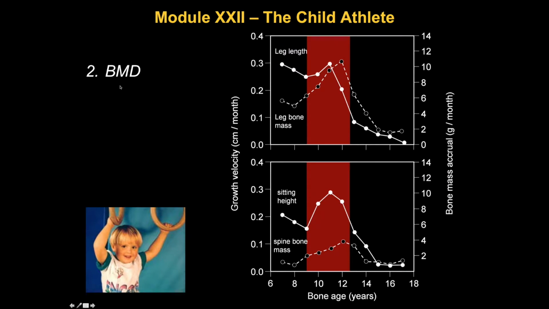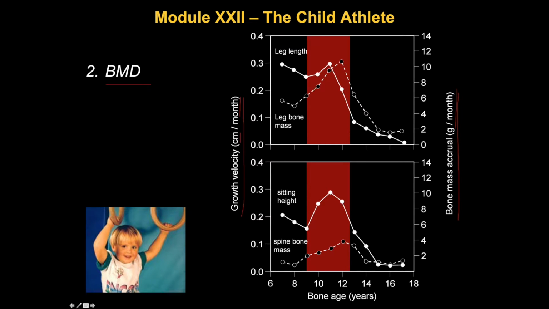The other issue here that we want to be familiar with is bone mineral density, or BMD. Now, these two panels for graphs here have two things plotted. One is growth velocity, so that is the rate at which growth is achieved. That's centimeters per month. And also on the other y-axis, we have bone mass accrual, or basically bone mineral density in grams per month. So as far as reading this graph, you got two lines here.